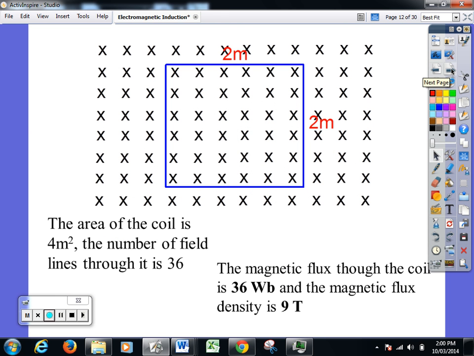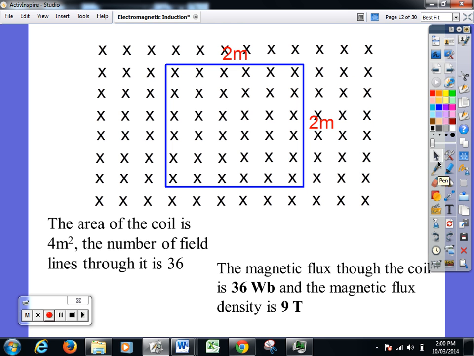Even though it's different, the two concepts have to be related somehow. So have a look at this one here. The area of this coil is 4 metres squared. Okay, it doesn't exactly look like a square, but that's the projection. And inside it, there are 36. So what's the field strength?